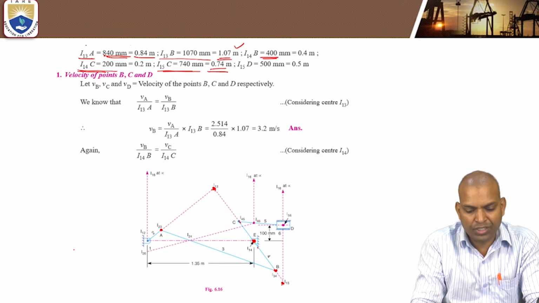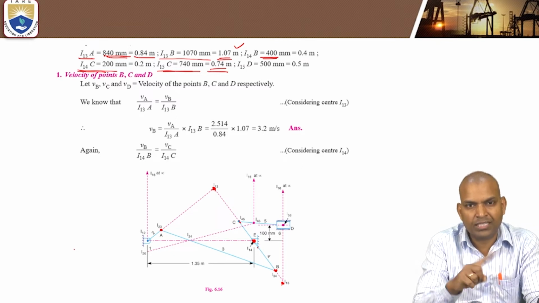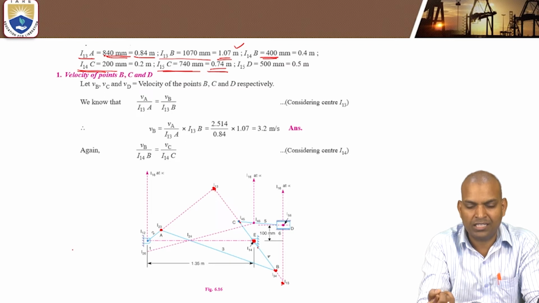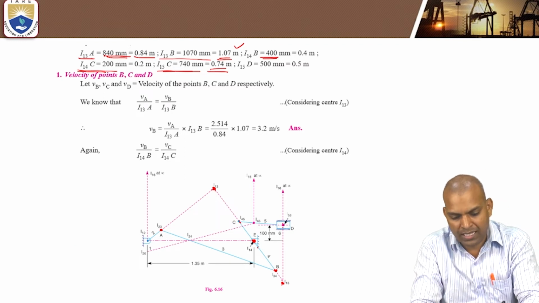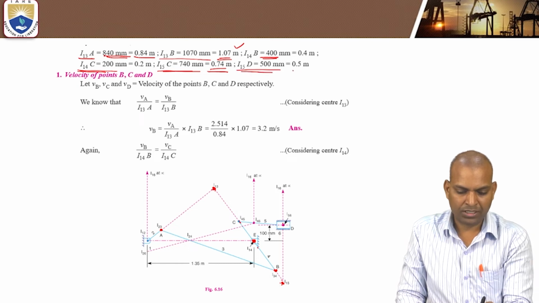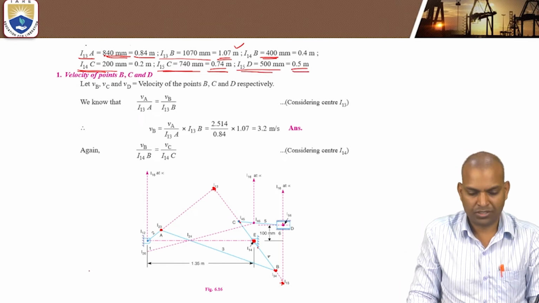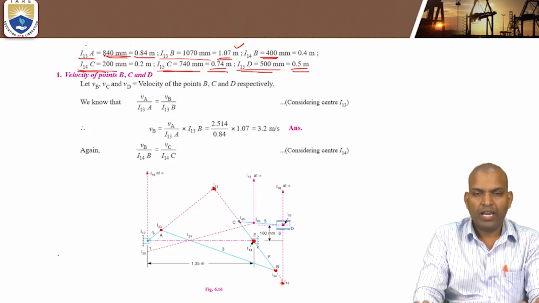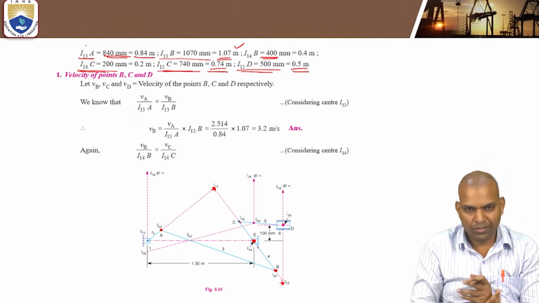Next, I15 with combination. I15 is the common eye center with the C and D. So with the D, I15D is 500 millimeters. That is 0.5 meters. We have to keep aside those values after measuring.